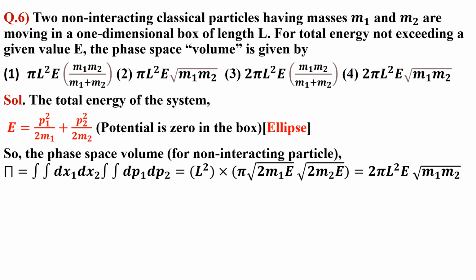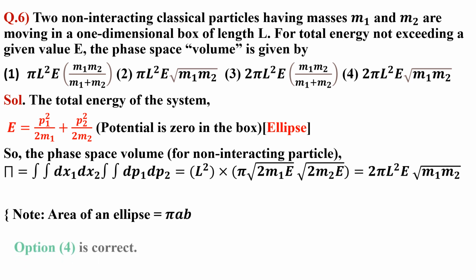which equals L squared, representing the area in Cartesian space, times the volume in momentum space, which equals pi square root of 2 m1 E times square root of 2 m2 E, equals 2 pi L squared E square root of m1 m2. Note: the area of an ellipse equals pi a b, where a is the semi-major axis and b is the semi-minor axis. So option 4 is correct.